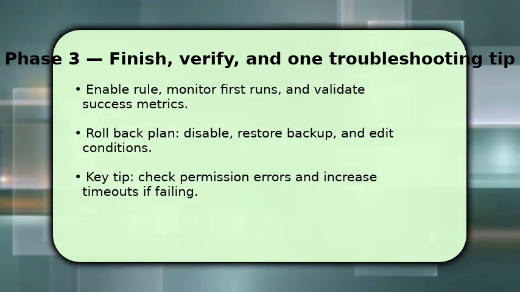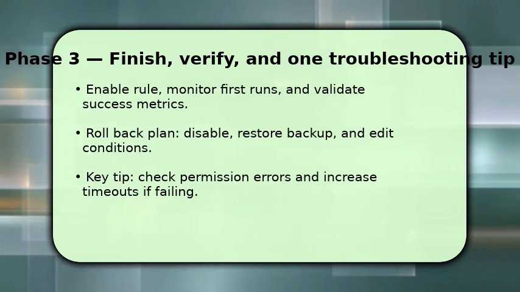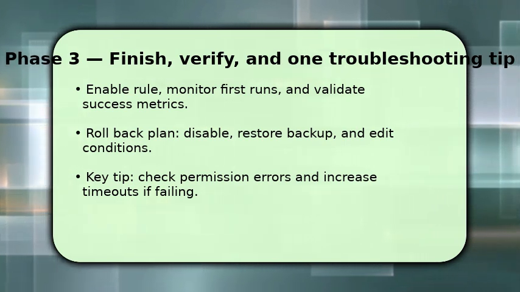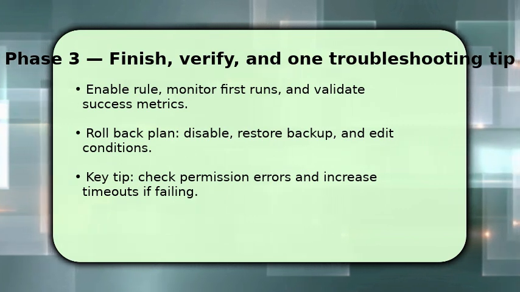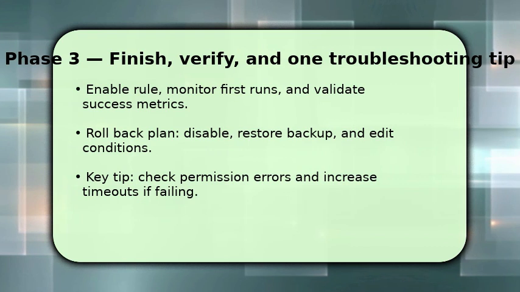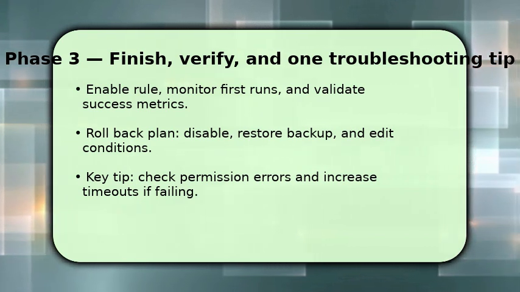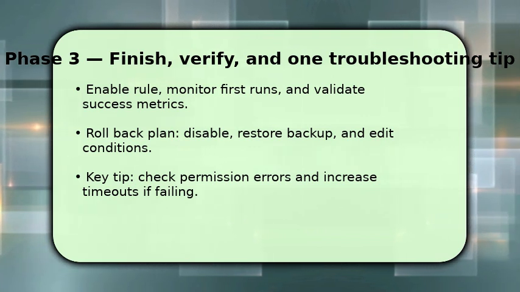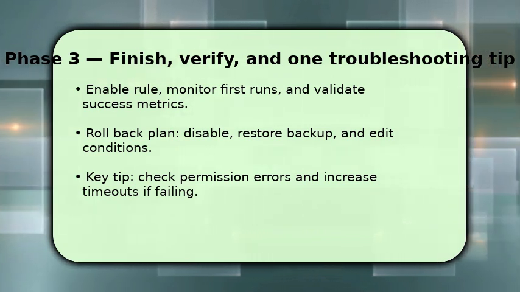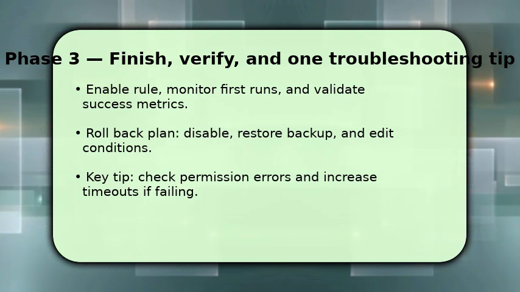If anything fails, disable the rule, restore your backup, and adjust conditions or priorities. Make sure logging is verbose for initial operations so you can trace problems. One key troubleshooting tip: if actions fail, check permission errors and raise timeouts. Network or resource delays often cause premature failures. Finally, document changes and schedule periodic reviews.